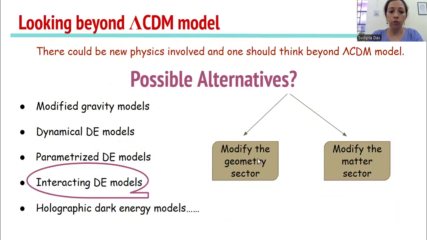And there are a number of models which are proposed as an alternative to this lambda CDM model, like the dynamical dark energy model and the parametrized dark energy model. So in this talk, I'll be mostly talking about the interacting dark energy.